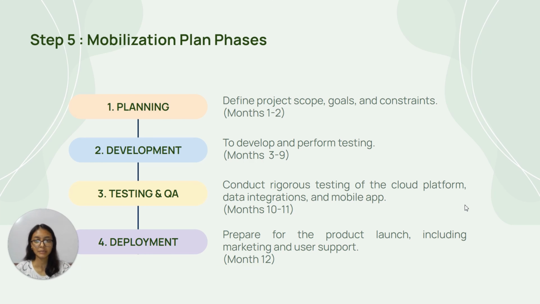Phase 2 is development. This is where the actual work begins, including designing and building the product. An important thing is collaboration and communication, which is very vital in this phase to ensure that the development progresses smoothly. Phase 3 is testing and quality assurance. Quality is paramount in any mobilization plan, and due to this, testing and quality assurance phase is where we ensure that the product meets high standards. It involves rigorous testing, both functional and non-functional, and it is conducted to identify any issues and also rectify them.